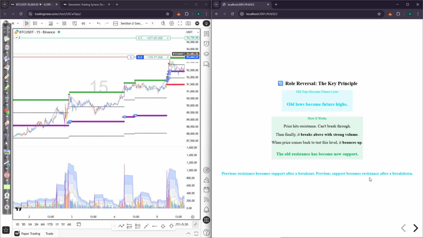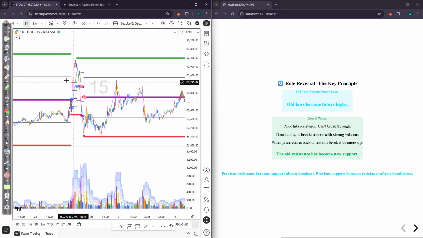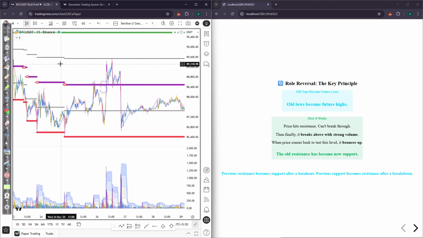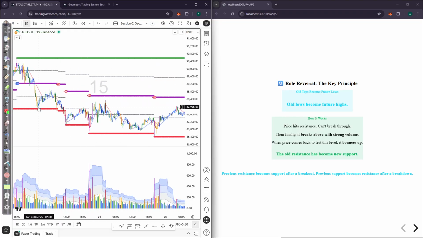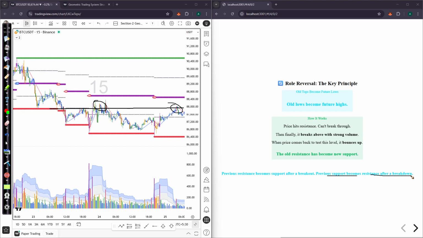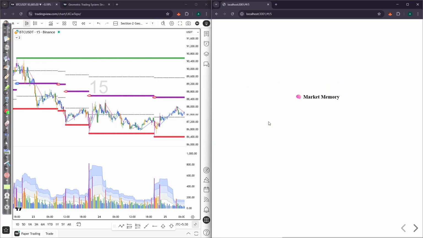Yes, support becomes resistance after breakdown. You can see here it was support, it bounces off. But if I extend this line forward, you can see the market took resistance there. So basically, previous support becomes resistance after breakdown, right? So that's the concept. Okay, let's move on.